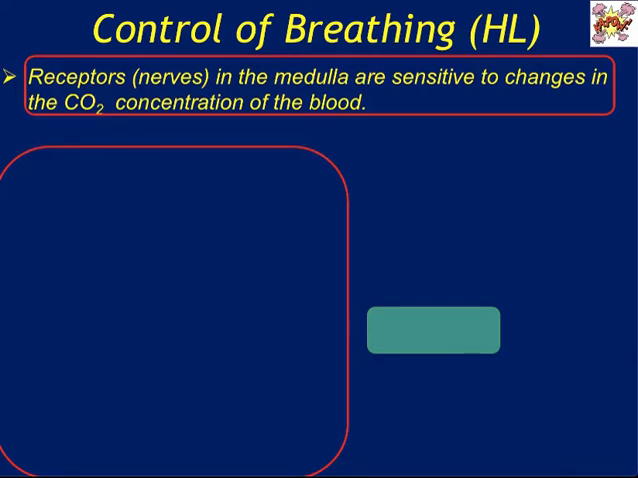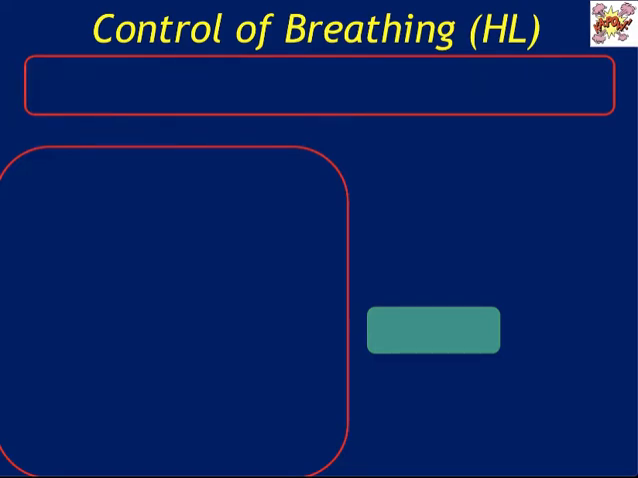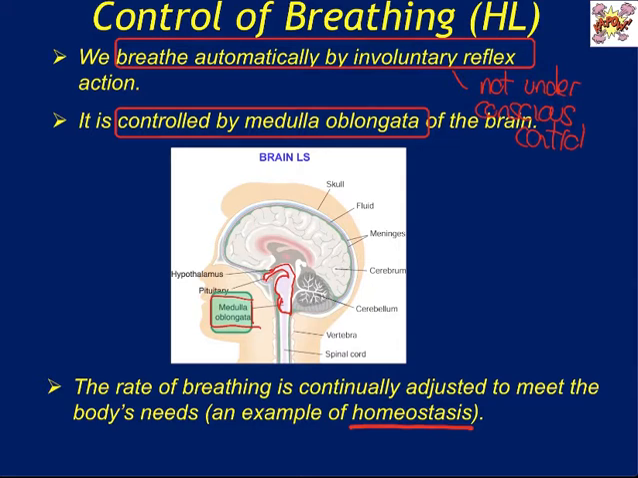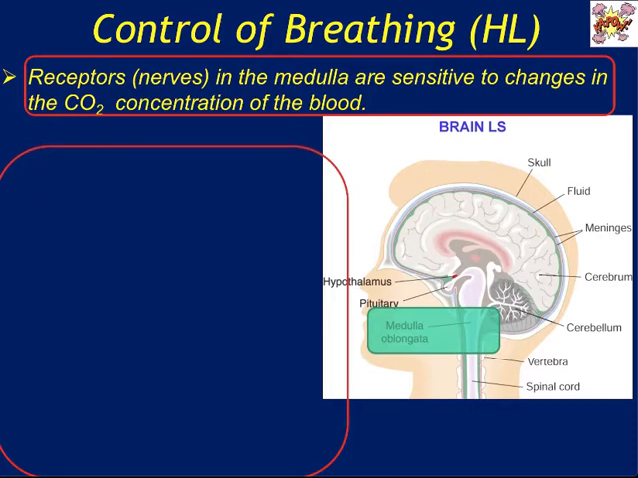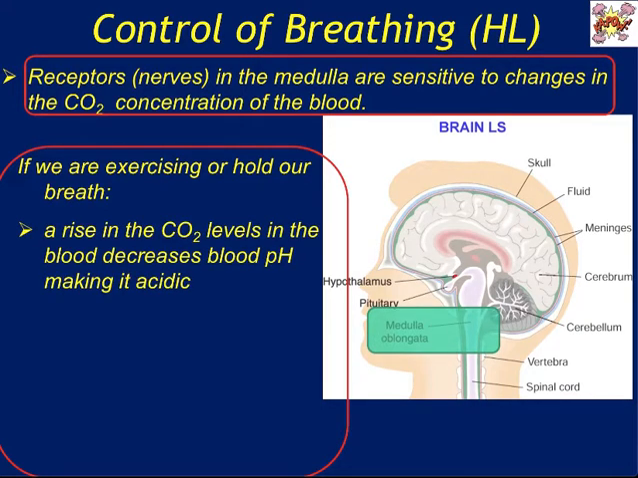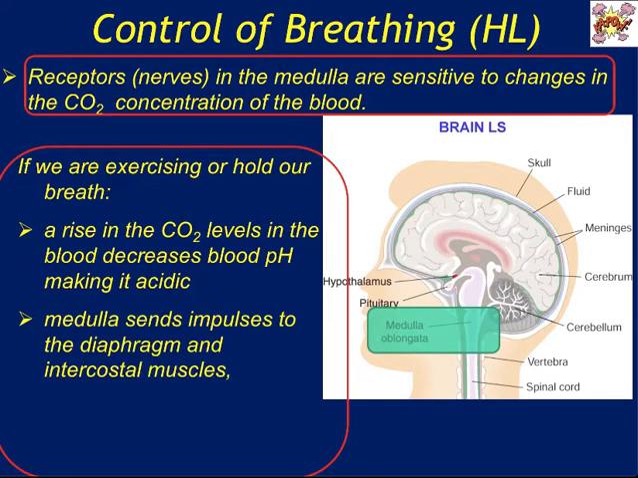So in terms of how is this control of breathing an example of homeostasis? Well, we've just said that the rate is continually adjusted to meet your body's needs. So what is the detail that you need? Well, we have receptors in our medulla, and they're sensitive to changes in the carbon dioxide concentration of your blood. If you have a very high carbon dioxide concentration, you make your blood more acidic. So if you're exercising or if you're holding your breath, the carbon dioxide levels in your blood decrease the pH of your blood, and they make it acidic. And those receptors now pick that up.